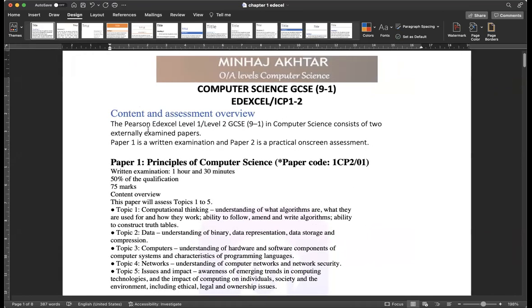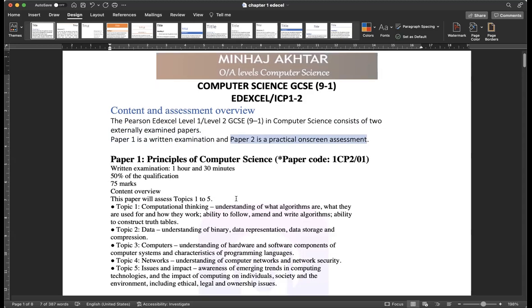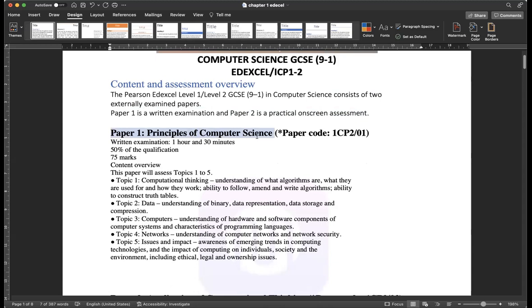The Pearson Edexcel level 1 and level 2 computer science consists of 2 papers. How many? 2 papers, right? Paper 1 is a written examination and paper 2 is a practical assessment, right? So it means that you have to sit on a computer and perform the practical on the screen, right? Alright. Paper 1 name is Principles of Computer Science, right?